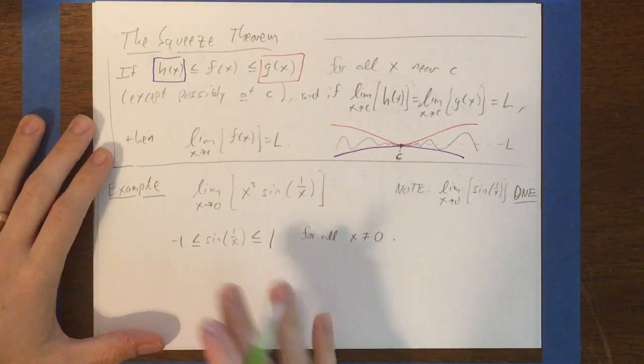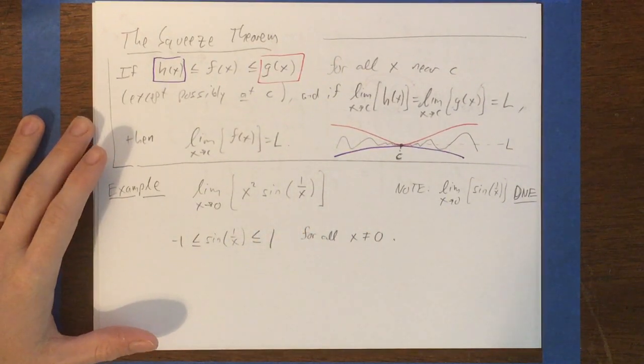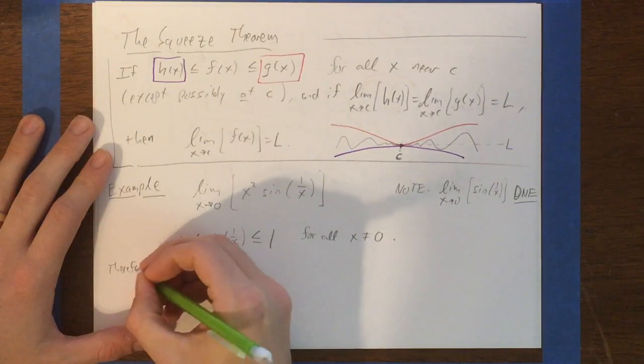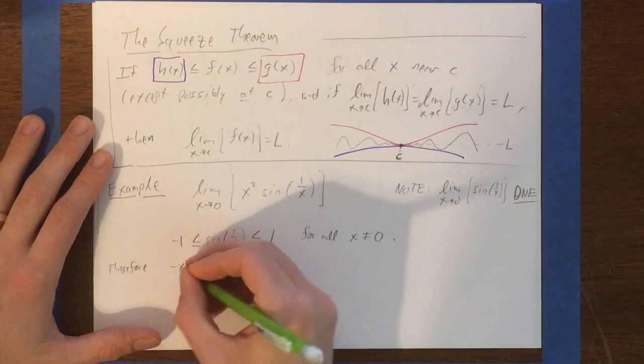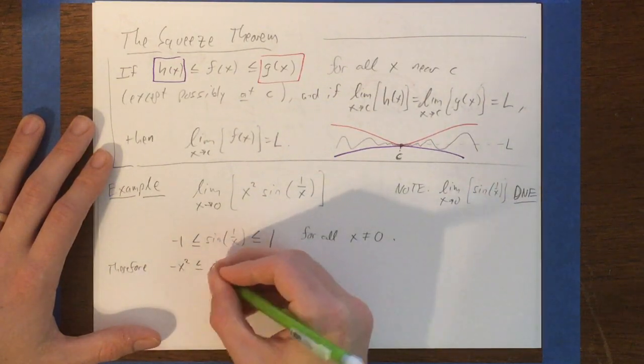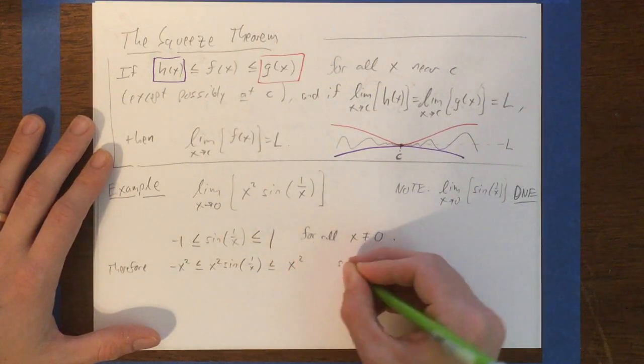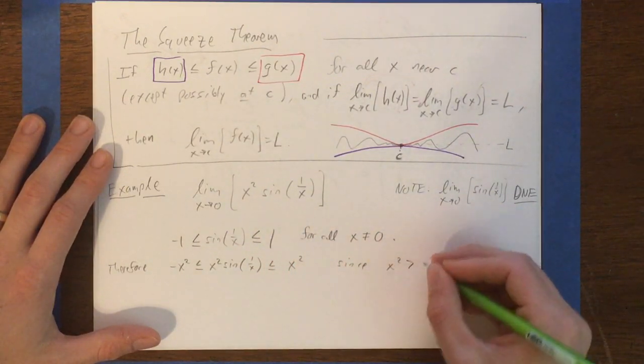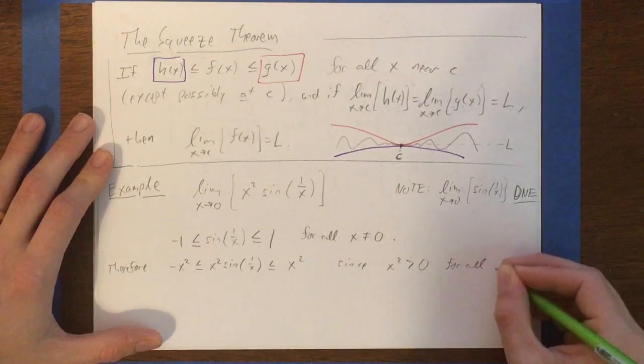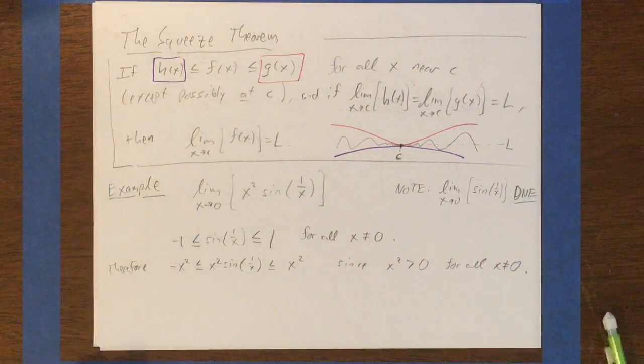Therefore, what we can do is multiply all three sides of this inequality by x squared. So we'll have -x squared is less than or equal to x squared times sine of 1 over x is less than or equal to positive x squared. And that is since x squared is going to be greater than 0 for all x that aren't 0. We're multiplying all three sides of this inequality by a positive number. So we don't need to worry about flipping the inequality symbol around when we multiply by a negative. That's not going to be an issue here with x squared.